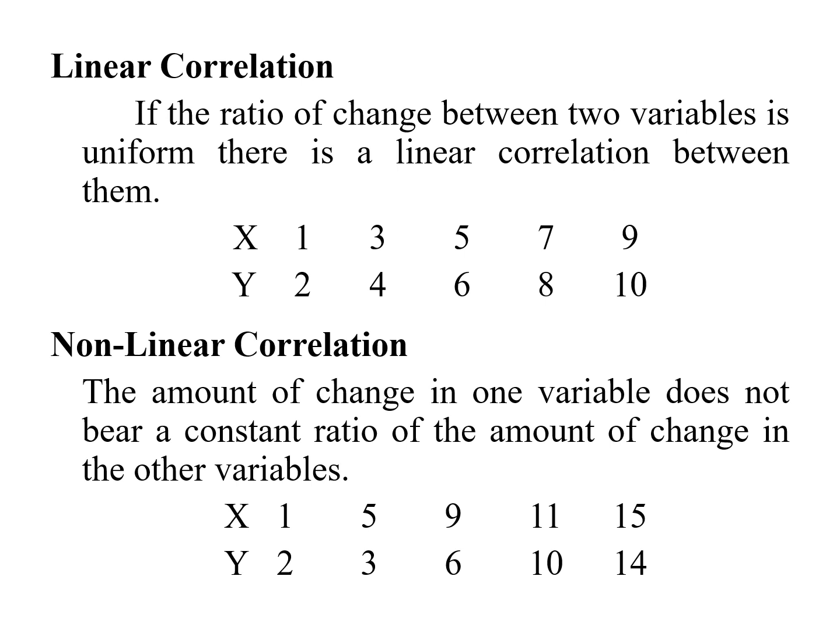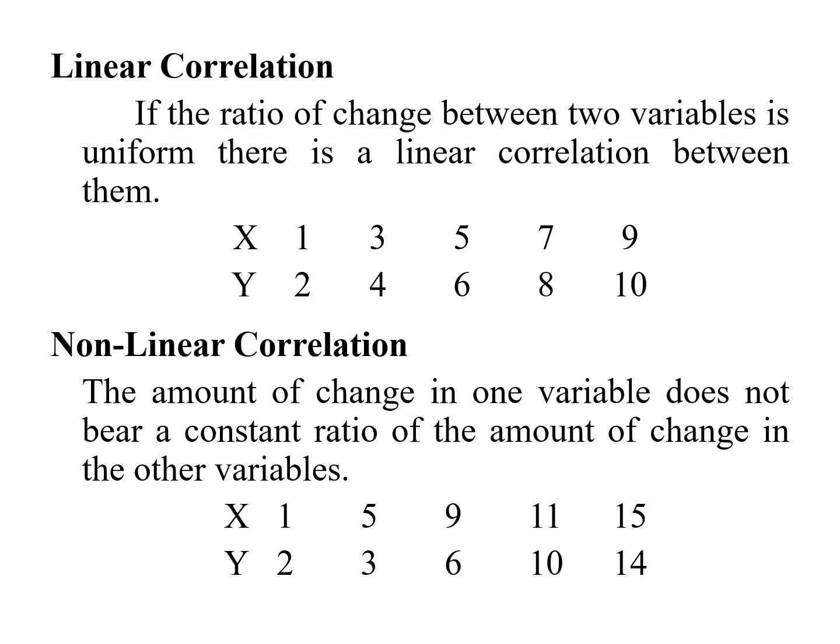So x variables 1, 5, 9, 11, 15. Here see the values, there is no uniformity in the x variables. Then see the y variables 2, 3, 6, 10 and 14. There is no uniformity in the y variables. So this is the example for non-linear correlation. So linear and non-linear correlation is over. So these are the types of correlation.